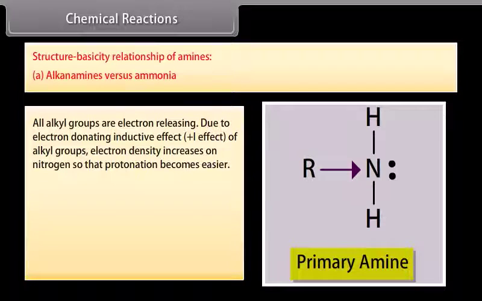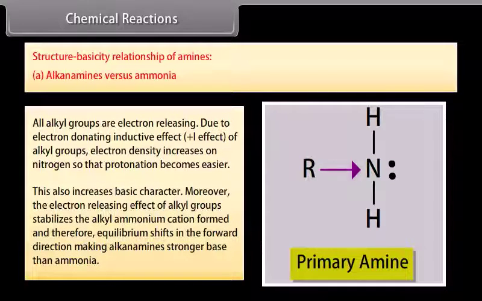Structure, basicity relationship of amines. Alkanamines versus ammonia. All alkyl groups are electron releasing. Due to the electron donating inductive effect, that is, the positive I effect of alkyl groups, electron density increases on nitrogen so that protonation becomes easier. This also increases basic character. Moreover, the electron releasing effect of alkyl groups stabilizes the alkyl ammonium cation formed, and therefore equilibrium shifts in the forward direction, making alkanamines stronger bases than ammonia.